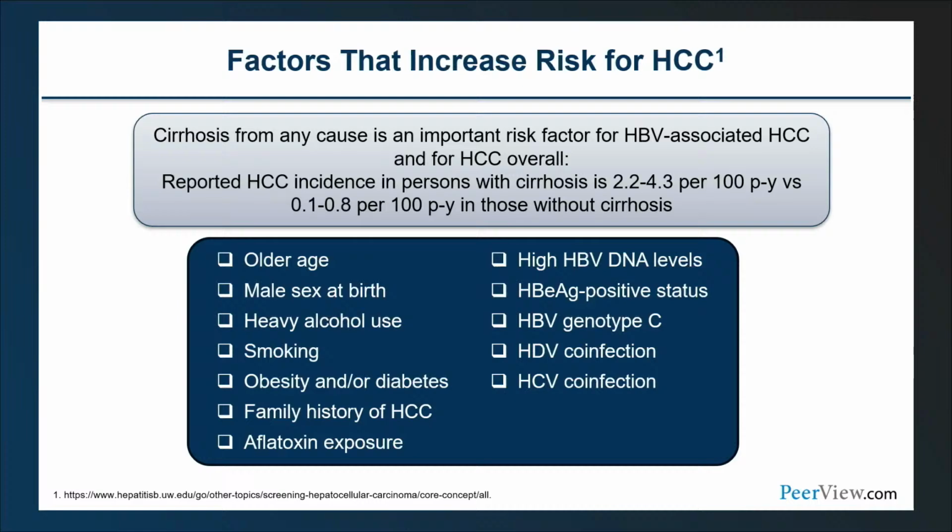Smoking, obesity, diabetes, those aren't surprising. Family history, those individuals get screened right away. Aflatoxin exposure, again, not so much here, but in other continents.